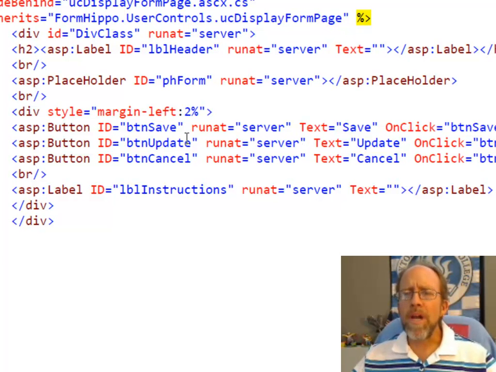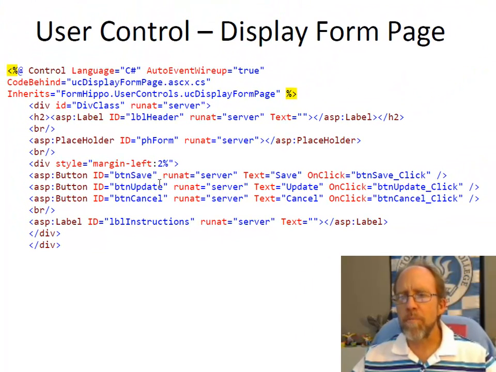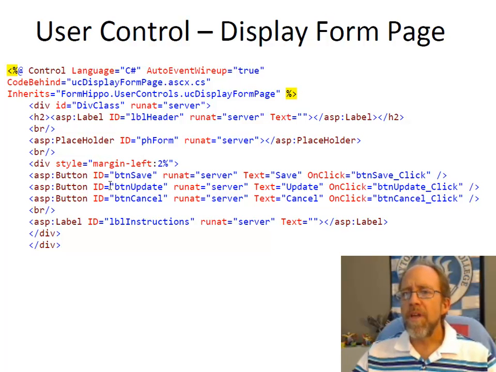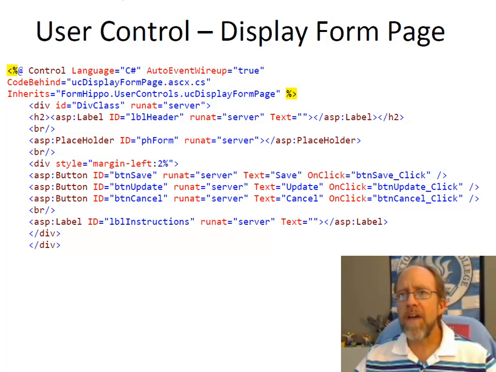Now, when I instantiate this user control onto a page and I load the page, I check to see, hey, do you already have data? If you do, then the update button should show. Or do you not have data? Then the save button should show. And we can show how that works in a minute. But this should be relatively straightforward. You should have no trouble looking at this code and understanding what it does.